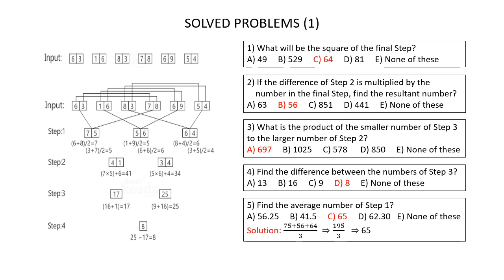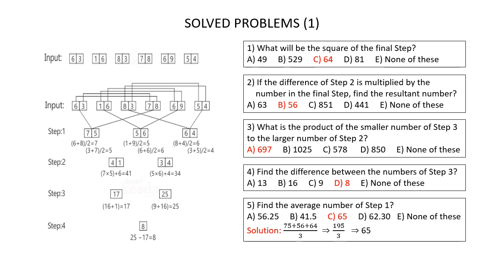Similarly, 5 multiplied by 6 is 30. 30 plus 4 is 34. So 34 is the second number of step 2. So 41 and 34 are the two numbers in step 2. So write 41 and 34 within a box and split each of these numbers into their respective digits.